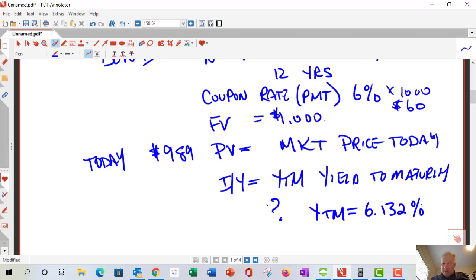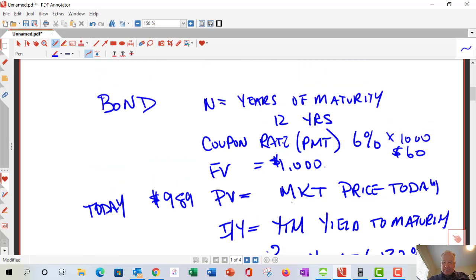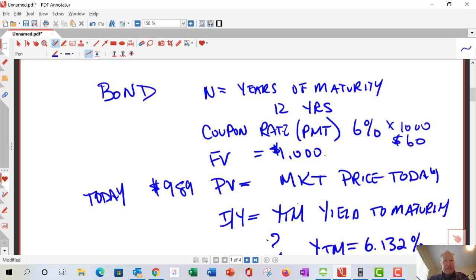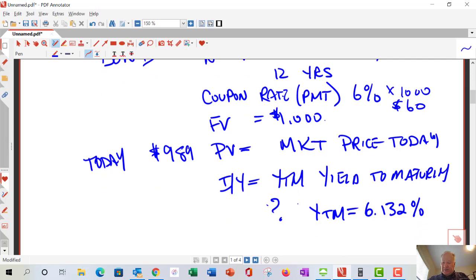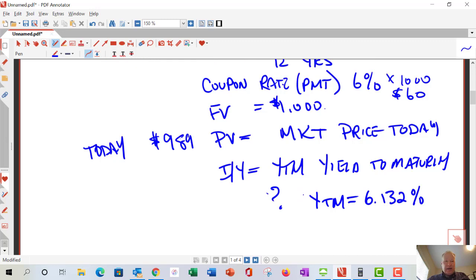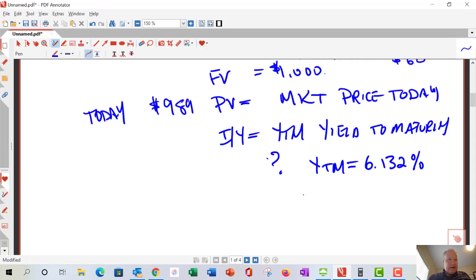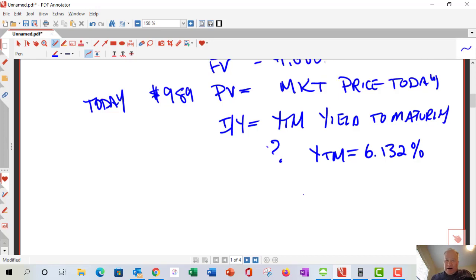All right. So in other words, if I buy this bond today, I hold it for 12 years in our example here. At the end of that time, I'll have earned a yield to maturity of 6.132%. Okay, and there's an approximation formula in the book, and it's reasonably close, but this is more precise, of course. With the calculator, you'll get the actual number. All right, so now we have a yield to maturity.